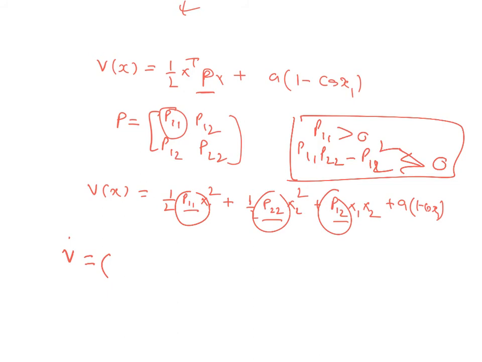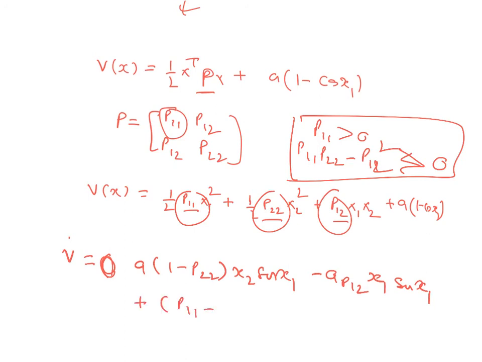So again, same partial of V with respect to x1, x2 multiplied by x dot gives me this equation. I'll just directly write it, a1 minus p22, I'm writing a simplified version, x2 sine of x1 minus a p12 x1 sine of x1. Having this flexibility will help me cancel out bad terms. Basically, I can choose p1, p2 so that bad terms go away, plus p11 minus p12 b into x1 x2 plus p12 minus p22 b x2 squared. Okay, this is the expression we got.